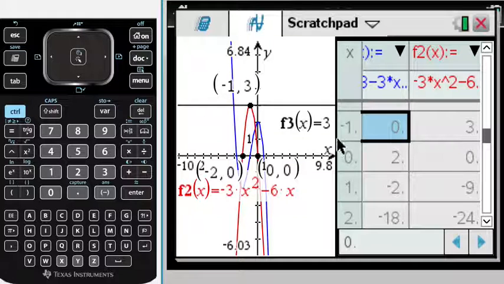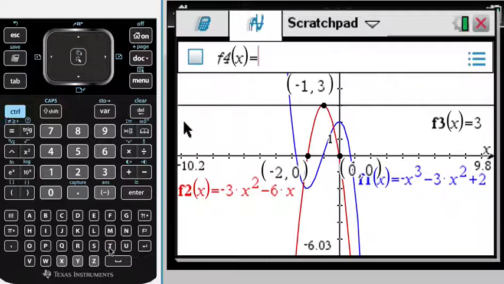Now let's say I didn't want to use the table. Let's say I just want to look at the blue graph and find what the slope is, say at 1. So let's go back. We know it's going to be -9, but let's verify that. Let's get rid of the table. Control T. All right, now I want to focus on what's the slope of this graph.